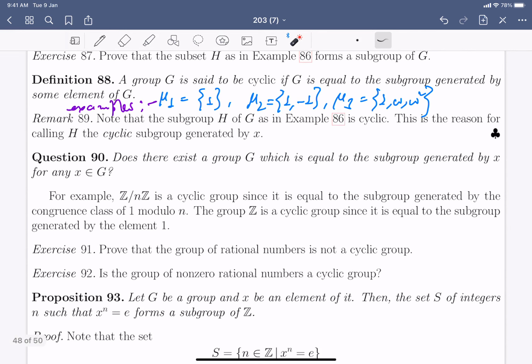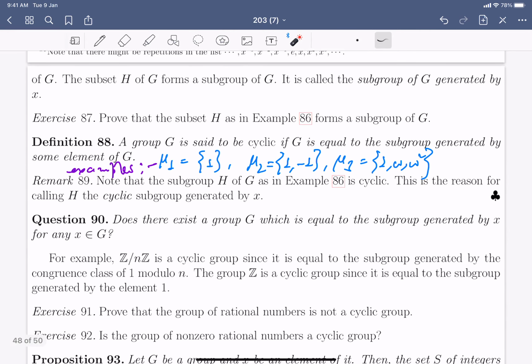Okay, great. So now there are certain questions. As you saw here, from mu1 we selected 1, and then we saw that mu1 is equal to the subgroup of mu1 generated by 1 itself. So similarly, one can ask, does there exist a group, or how many groups are there? Anyway, let me read the question. Does there exist a group which is equal to the subgroup generated by X for any X in G? Okay, for any X in G.